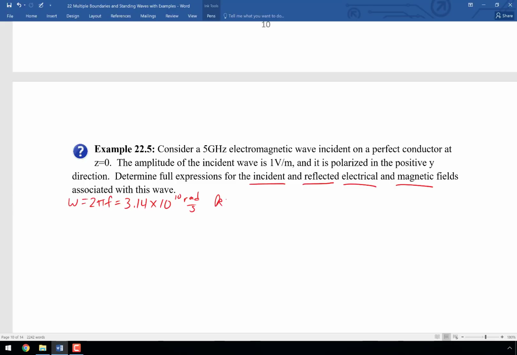And we can calculate k is equal to omega divided by c. Again, it's in free space. So that turns out to be 104.7 meters to the minus 1.